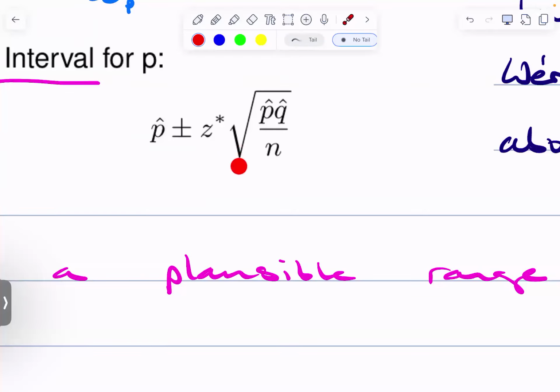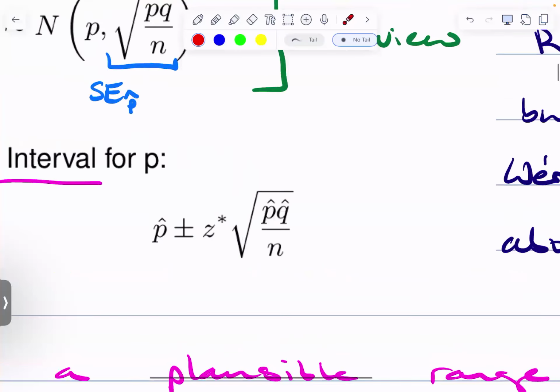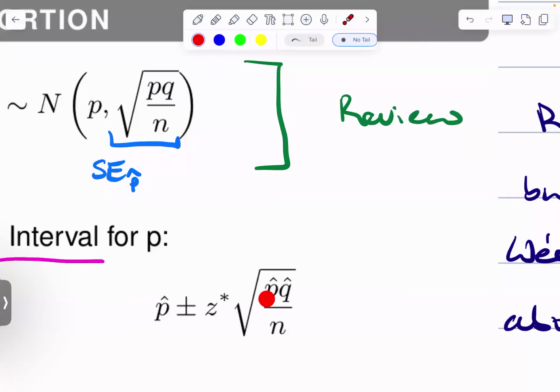And then we have the standard error-ish of P hat. The P's have been replaced with P hats, again, just because that's our best guess.